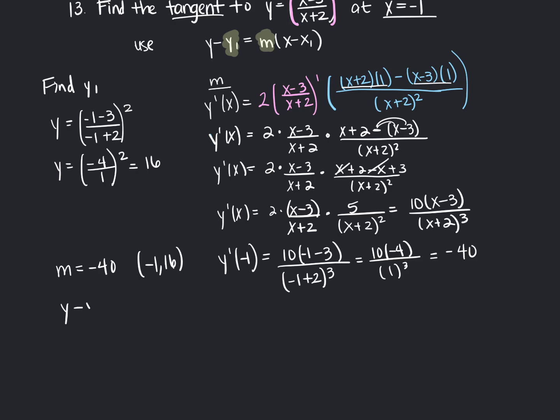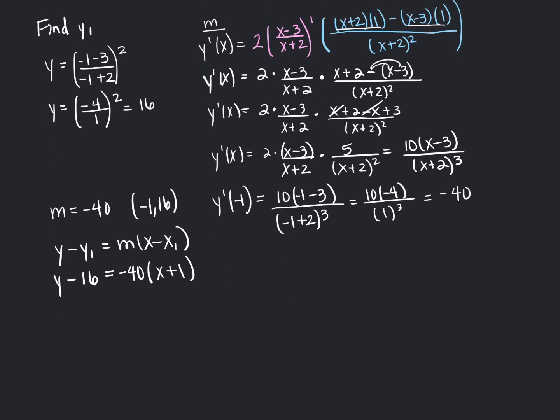So we have y minus y1 equals m times x minus x1. So y minus 16 equals -40 times x minus -1, which is x plus 1. So this is y minus 16 equals -40x minus 40. Then we're going to add 16 to both sides. So this gives me y equals -40x minus 24.